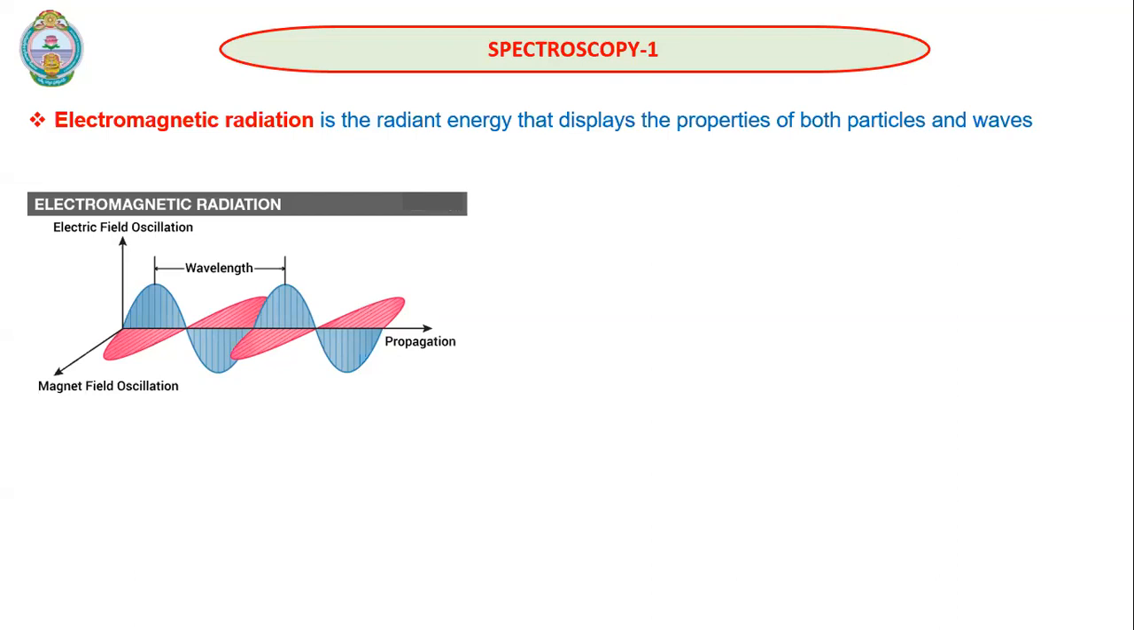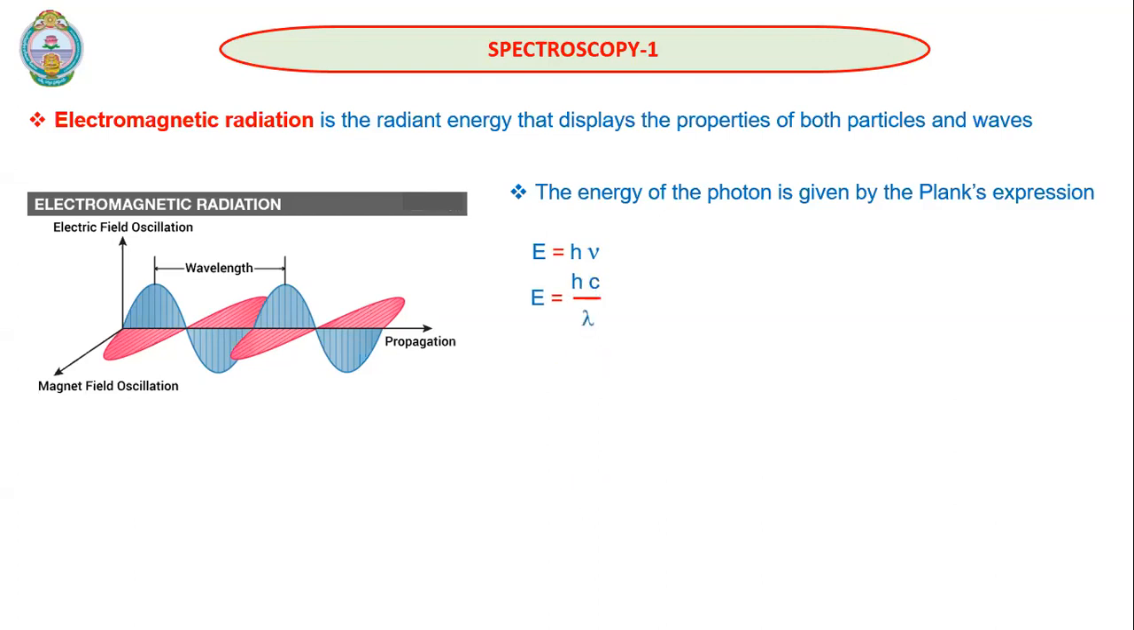But for spectroscopic techniques, we need the particle nature. The particle nature is given by Max Planck, and the relation between energy and wavelength or frequency is given by Planck's equation. So the equation is E is equal to h nu, or E is equal to hc by lambda, or E is equal to hc nu bar.